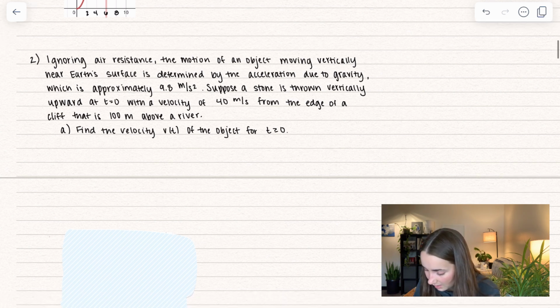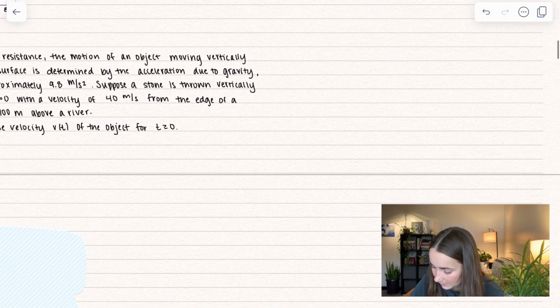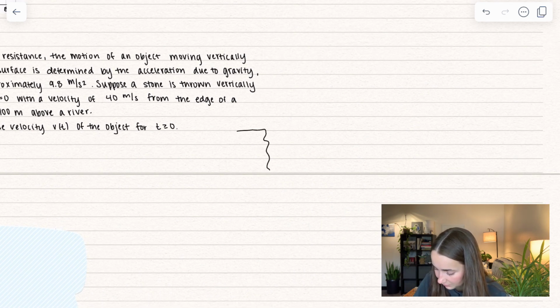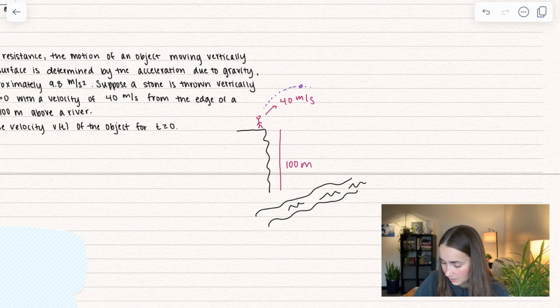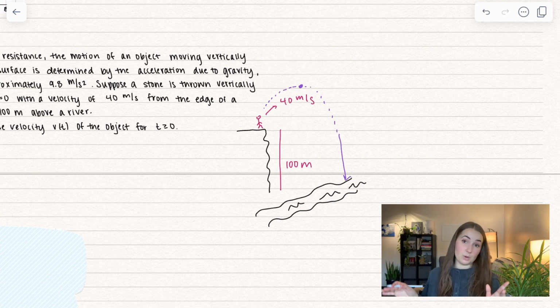So let's draw a picture of what this person is doing. Here we have a cliff, right? There's our wonderful cliff. And then at the bottom of the cliff, we have a wonderful river. I should be an artist, guys. So somebody is standing up here and they throw a stone. Here we have a distance of 100 meters, and they're throwing a stone at 40 meters per second. So the stone is going to do something like this. It's going to go upwards, and then it's going to hit a maximum, and then it's going to go downwards, and it's going to go straight into the river, theoretically, if they threw it perfectly.